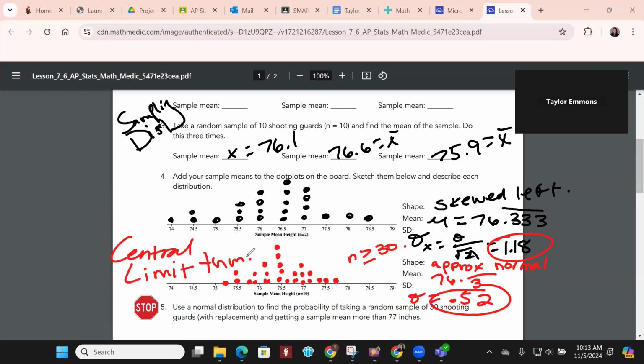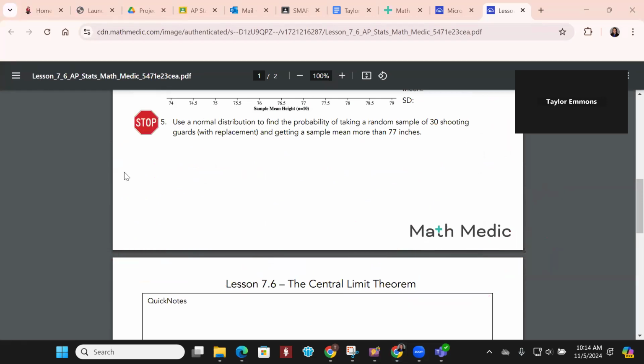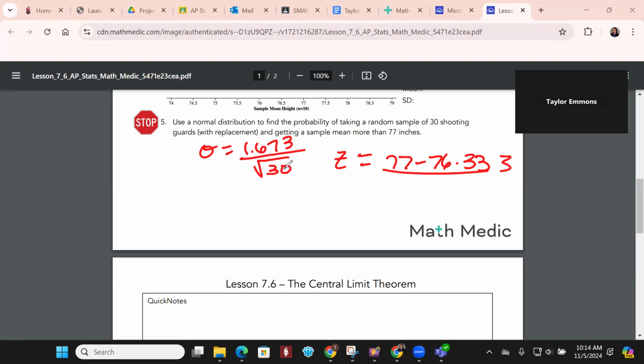Now, use a normal distribution to find the probability of taking a random sample of 30 shooting guards with replacement and getting a sample mean more than 77 inches. So we're trying to find 77. Our mean is 76.3. And our standard deviation is going to be 0.305. Okay, remember the way we get 0.305 is we took sigma and then divided it by the square root of n equals 30.